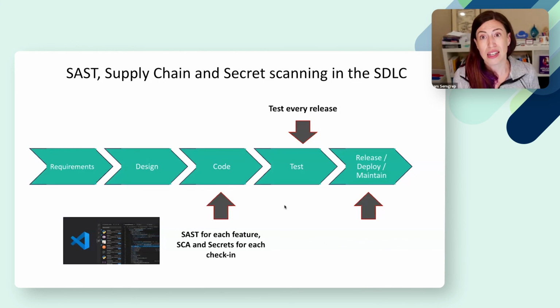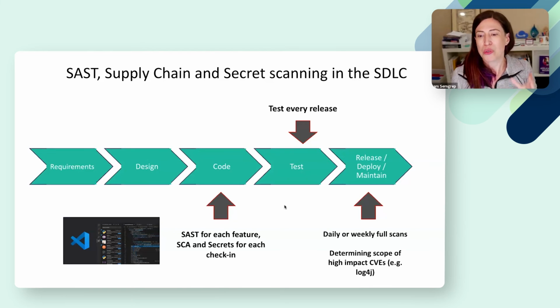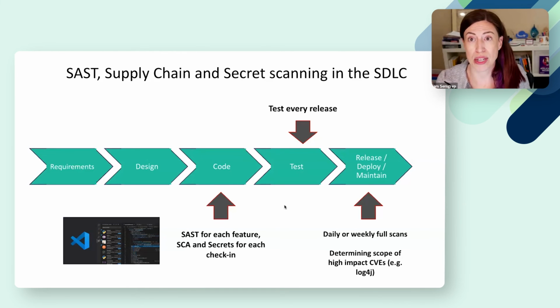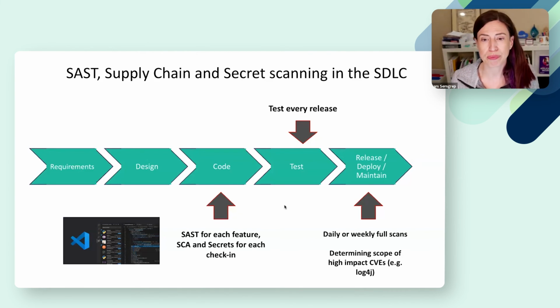It's really easy to continue these scans and make sure that things are safe, because we release new rules, or maybe you release new rules that you wrote. So daily or weekly full scans. If a CVE, a Common Vulnerabilities and Exposures entry, comes out, you can go and look for it immediately.